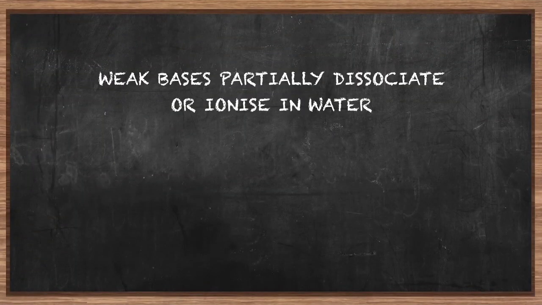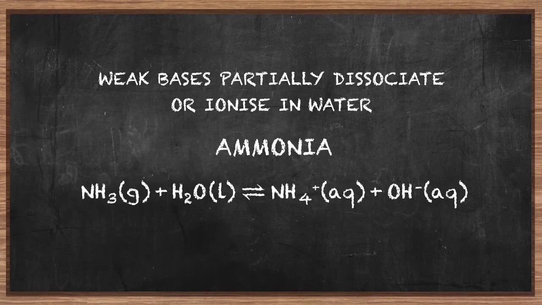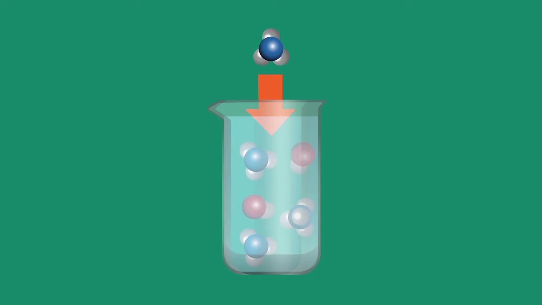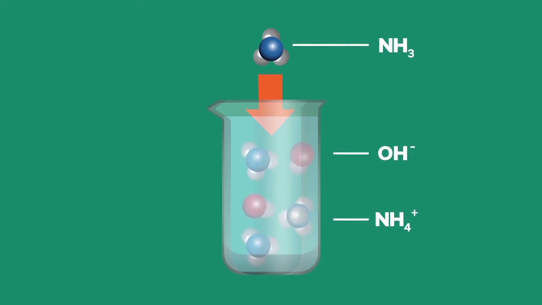Weak bases partially dissociate or ionize in water. When ammonia gas dissolves in water, the ammonia causes the water molecules to break apart by removing a hydrogen ion from the water molecule. This leaves excess hydroxide ions in the solution. However, only a small amount of ammonia ionizes in water. Most of the ammonia simply remains in its molecular form and mixes in between the water molecules. Ammonium hydroxide is therefore a weak base. The concentration of hydroxide ions is low.